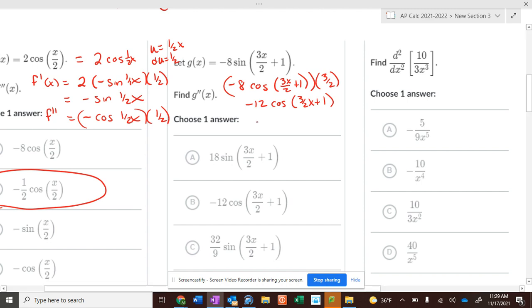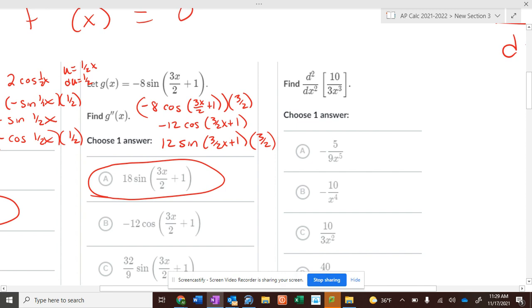Now let's do the second derivative. So the second derivative of negative 12 cosine of that would be the negative of that, which would be a positive 12 sine of 3/2 x plus 1 times the first derivative of the inside of that part, which is 3/2. 3/2 times 12 is 18. So it'd be 18 sine of that, which would be this one right here. Okay?